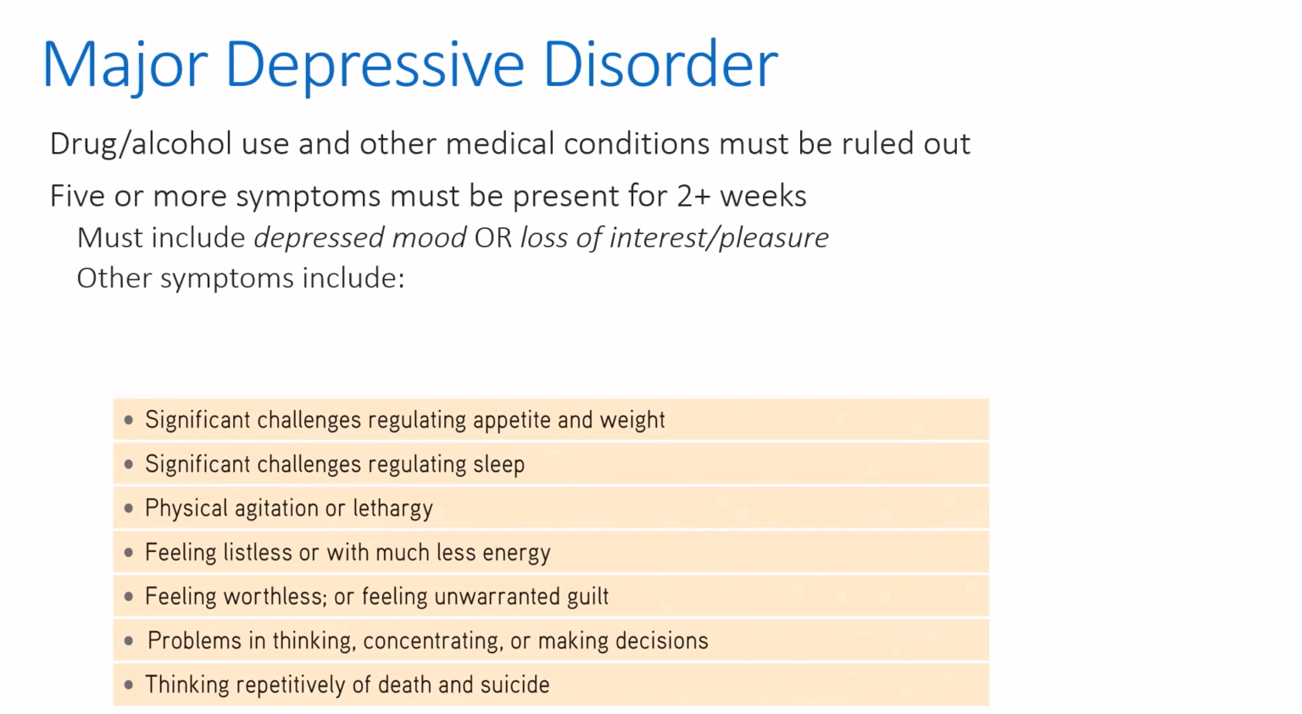Major depressive disorder, or MDD, has criteria that must be met according to the DSM-5. As we know that depressive symptoms can arise for a number of different reasons, it is first necessary to rule out that drug or alcohol use or other medical conditions are not leading to the depression. An individual must present either depressed mood or loss of interest for at least 2 weeks, along with some other symptoms, such as trouble regulating appetite or sleep, loss of energy, physical agitation, feeling listless, feeling worthless, or thinking repetitively of death and suicide.